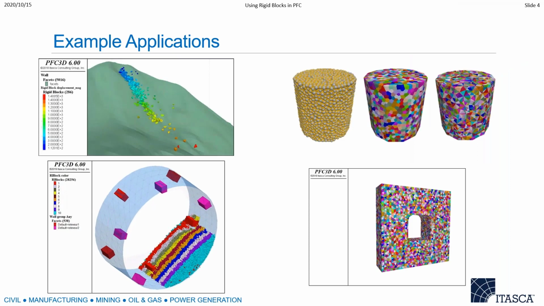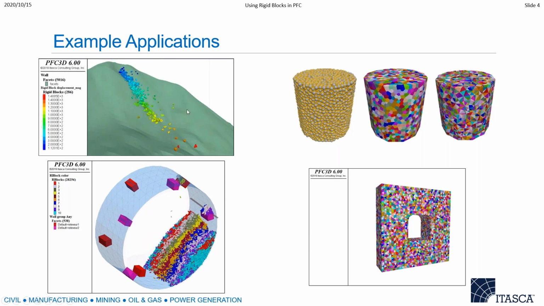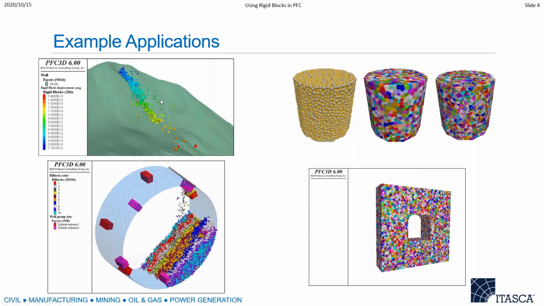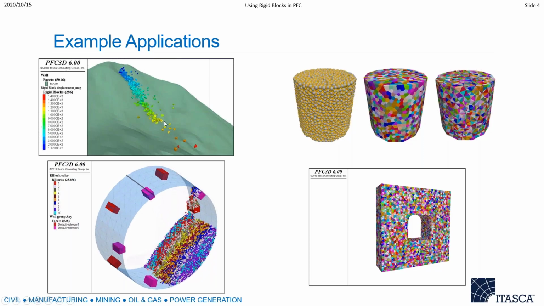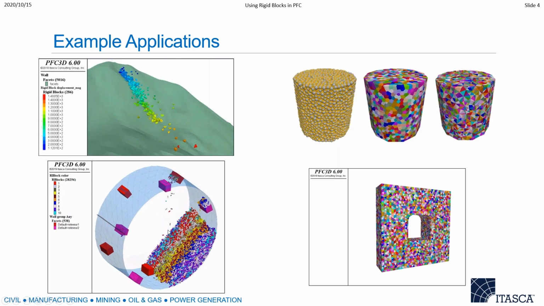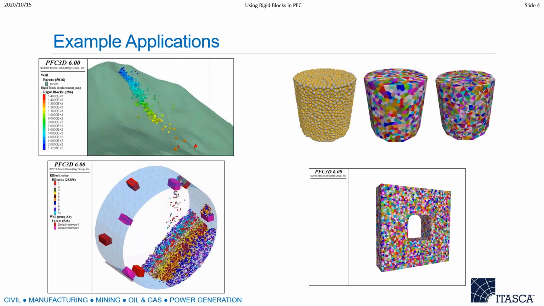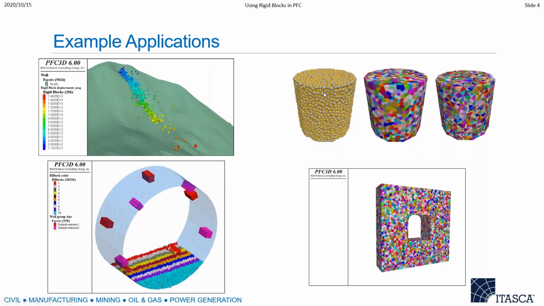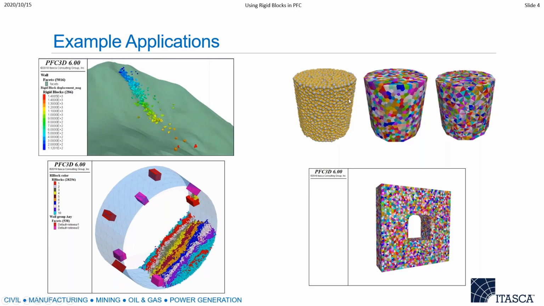So just a few old examples. So here, I don't know if you see my mouse pointer, but on the left top corner, we have some rigid blocks falling down a slope. The left bottom corner has an example of cylindric rigid blocks that are rotated in a drum. And on the right-hand side, you have bonded models of specimens, so like lab scale specimens.